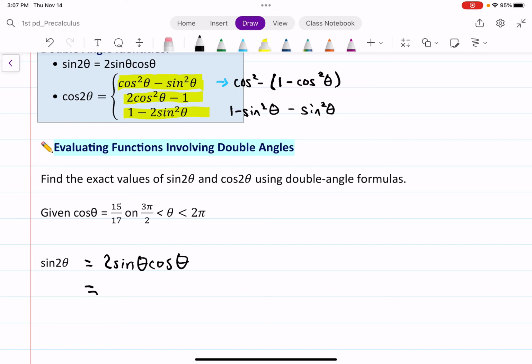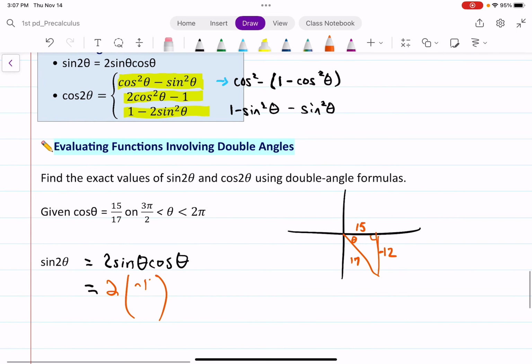We have that since it's 3 pi over 2 and 2 pi, that's the 4th quadrant, right? Okay, and theta goes here, adjacent, hypotenuse. I believe that's 12, I want to say. Yeah, I'm pretty sure that's 12. And so that would mean that's negative since it's in the 4th quadrant, right? And so now we have 2. Sine is opposite over hypotenuse. And cosine is adjacent over hypotenuse.